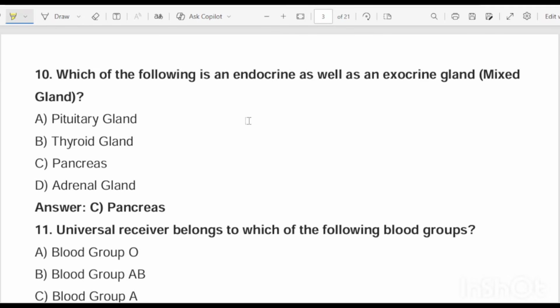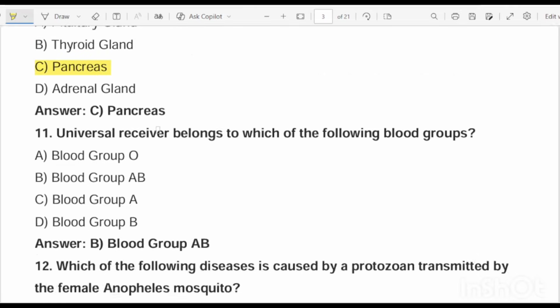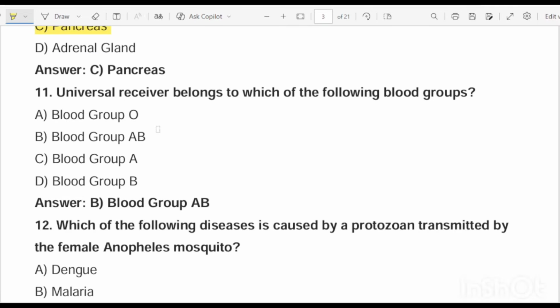And next question. Which of the following is an endocrine as well as an exocrine gland, also called as mixed gland? Correct option. Option C, pancreas. Next question. Universal receiver belongs to which of the following blood groups? Correct option. Option B, blood group AB.